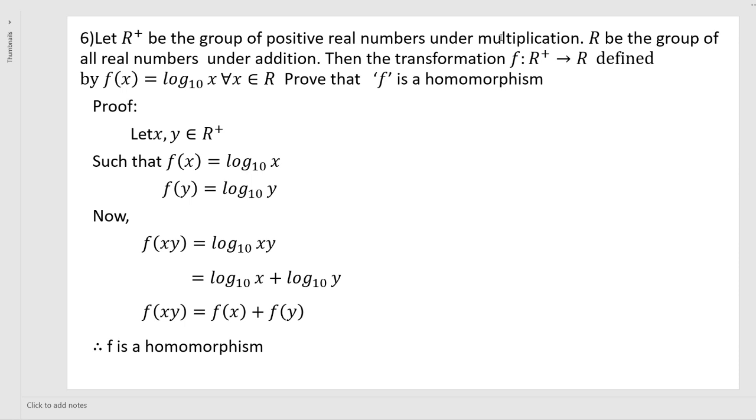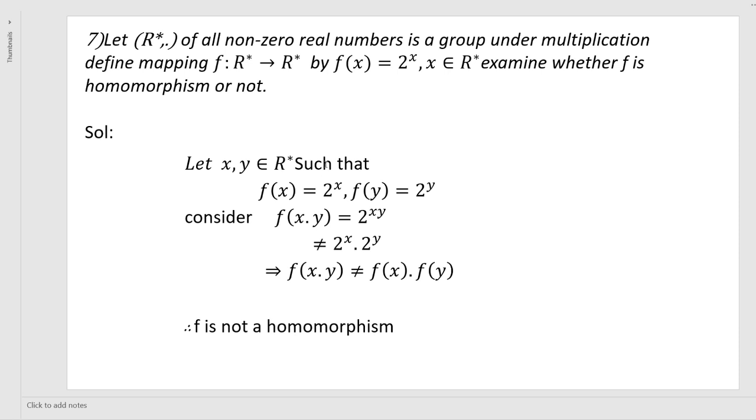Here, the function is defined from multiplication to addition, that is, the binary operation changes from multiplication to addition. Therefore, f is a homomorphism.